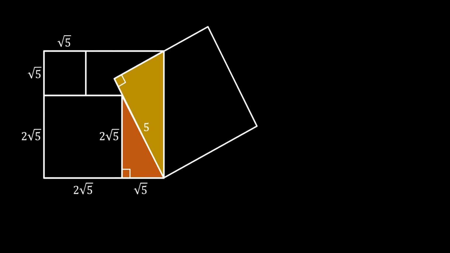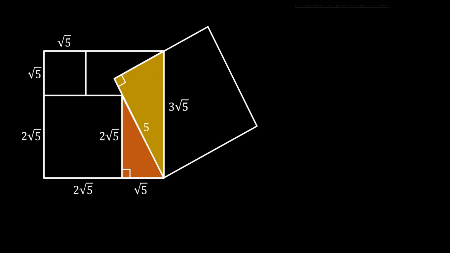If you take a look at the height of our biggest square, you can see that it also represents the hypotenuse of this yellow triangle. And since the side of this square consists of 2 segments of 2 square root of 5 and 5, we can easily add them up and get that the hypotenuse of this yellow triangle must be equal to 3 root 5. Now let's try to prove the similarity of those 2 triangles.